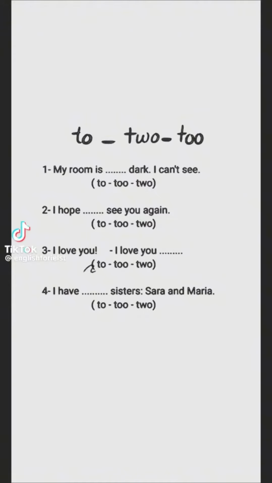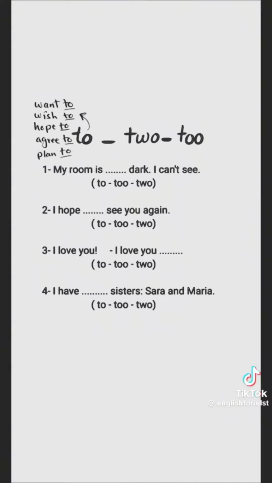Here we have four sentences. We need to fill in the gaps with "to" or "too". What's the difference? Well, this "to" is a part of the infinitive. It comes after verbs like want to, wish to, hope to, agree to, plan to. It could also be a preposition, like when you say, I go to a place, or I give something to someone. This "to" means the number two.